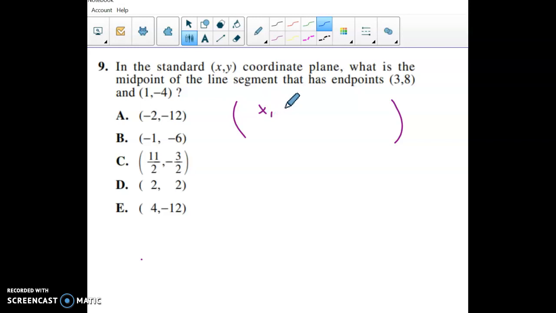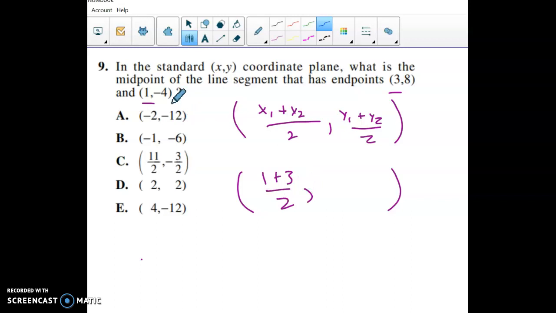Okay, so to find halfway between 2 points, you just add their x coordinates together, divide by 2. That's the x coordinate, and then do the same thing for the y coordinate, is add the two endpoints for y together and divide by 2. So our x's are the 1 and the 3, so I'm going to do 1 plus 3 divided by 2, and then the y's are negative 4 and 8. I'm going to do negative 4 plus 8, and then divide by 2.